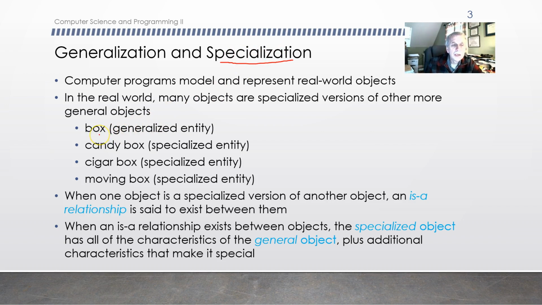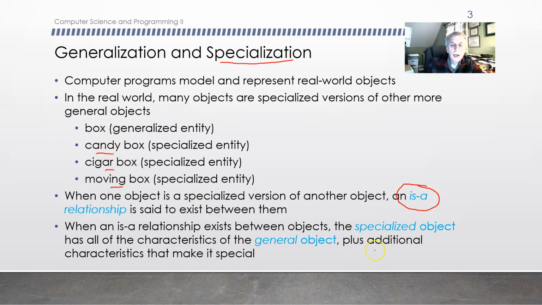For example, a box is the general concept. They all have the attributes and the behavior we just described, but we could have something like a candy box, a cigar box, a moving box. They'll all share those common characteristics and common functionality, but they'll have distinguishing characteristics that are unique to their particular type or particular variety of box. So when one object is a specialized version of another, we mention this thing called an is-a relationship, such that a candy box is a box. A cigar box is a box.